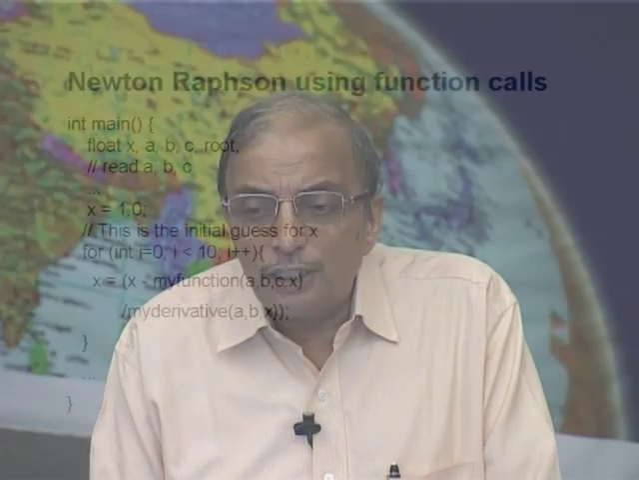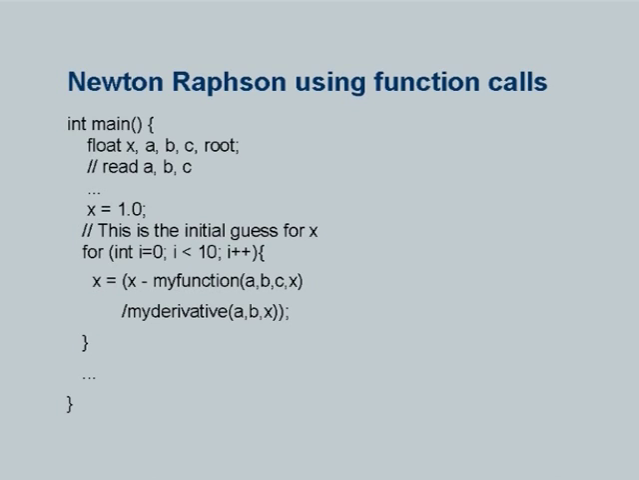The activity does not stop here, because the computer has not yet evaluated the expression fully. When it looks at the expression further, it comes across another invocation of a second function, my derivative. This time again the computer will collect the values of a, b and x, will send these values as parameters to that function, my derivative. Instructions in my derivative will now be executed, and whatever value is returned will be brought back here, and the computer will continue evaluation of this function.